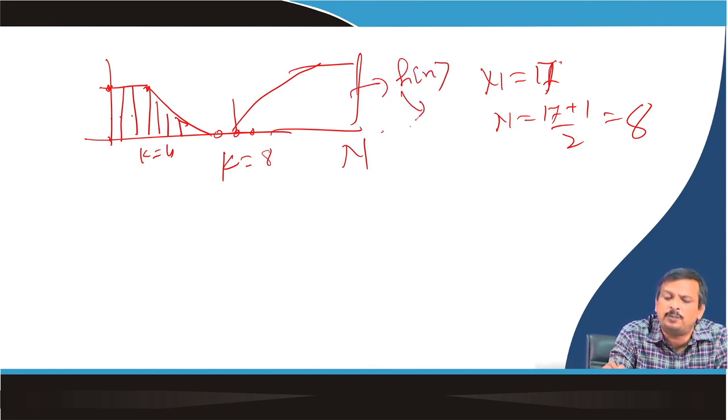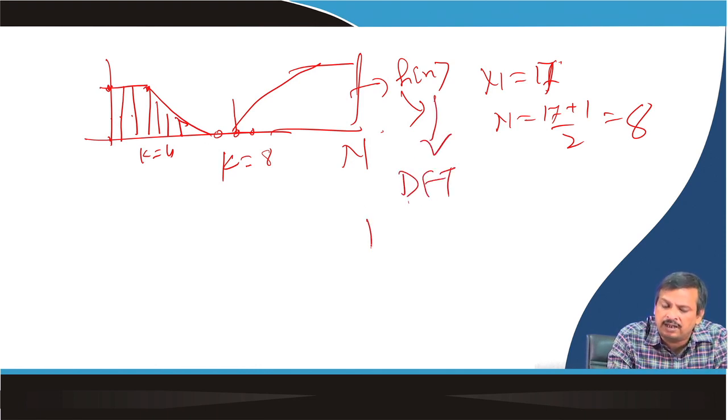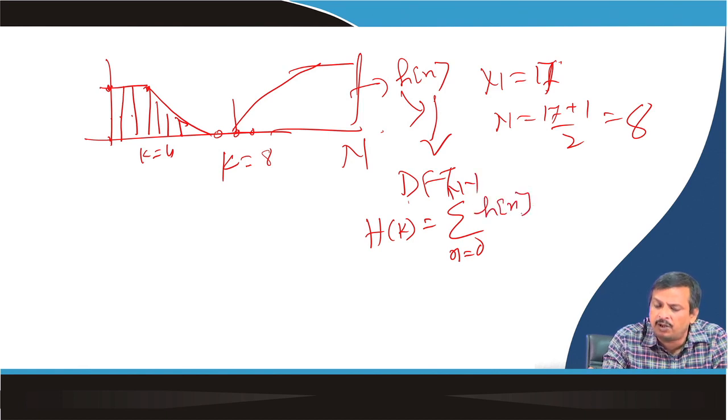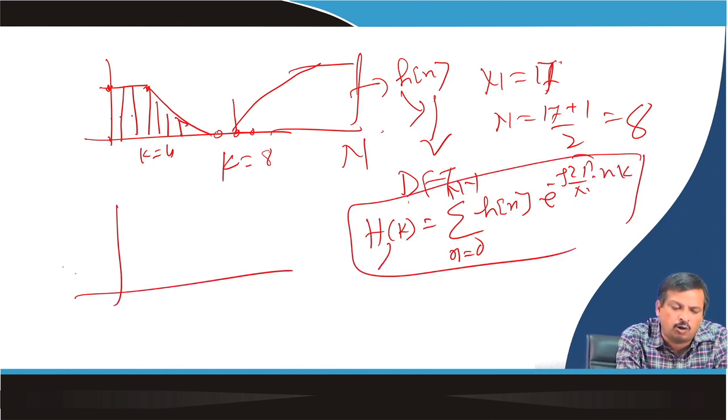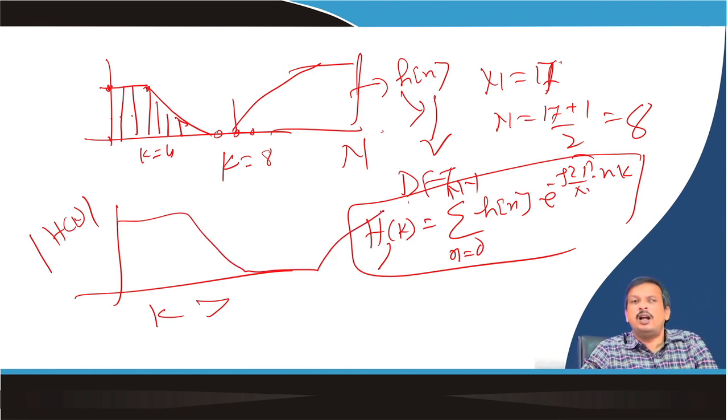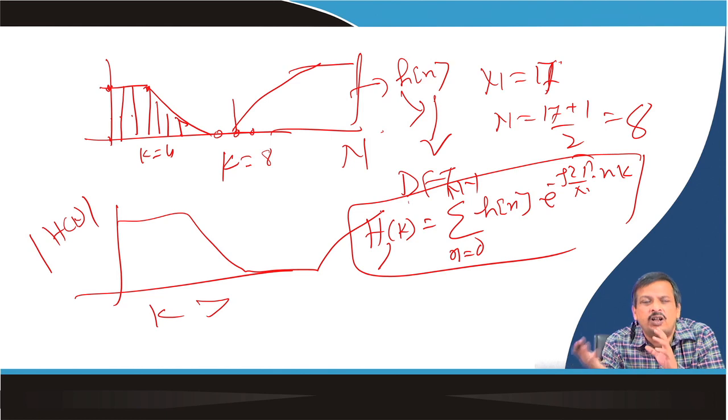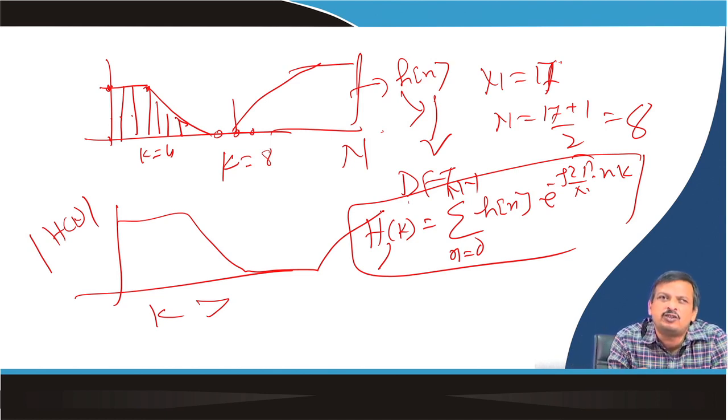Once I have h of n, I take the discrete Fourier transform of h of n. I compute H of k equal to the sum over n equal to 0 to N minus 1 of h of n e to the power minus j 2 pi by N into nk. Using this formula, if I compute H of k and plot mod of H of k against k, do I get back the same response? I will not exactly get back the same, because it will introduce some ripple because of the finiteness of the impulse response. So, I will get something like this.